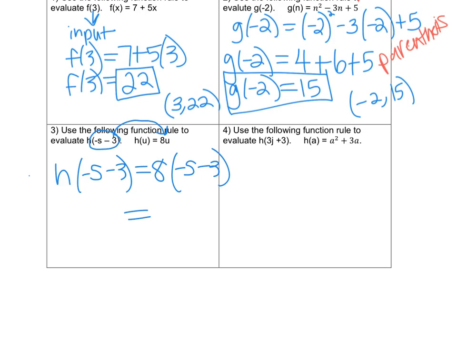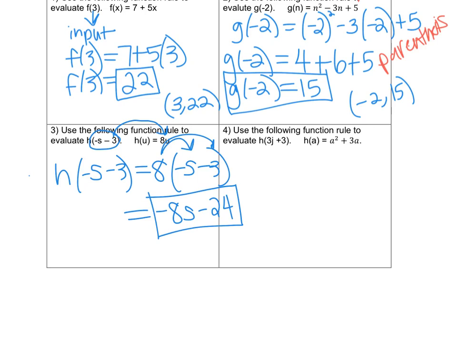So this would equal 8 times negative s would be negative 8s, and then 8 times negative 3 would be negative 24. So this one we actually can't evaluate to get a value because we don't know what s is. We were just simplifying this expression, and so h of negative s minus 3 would equal negative 8s minus 24.